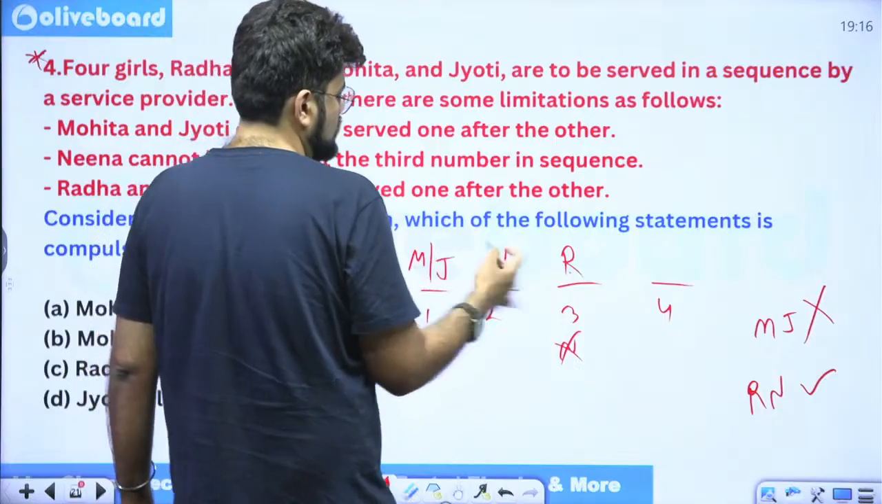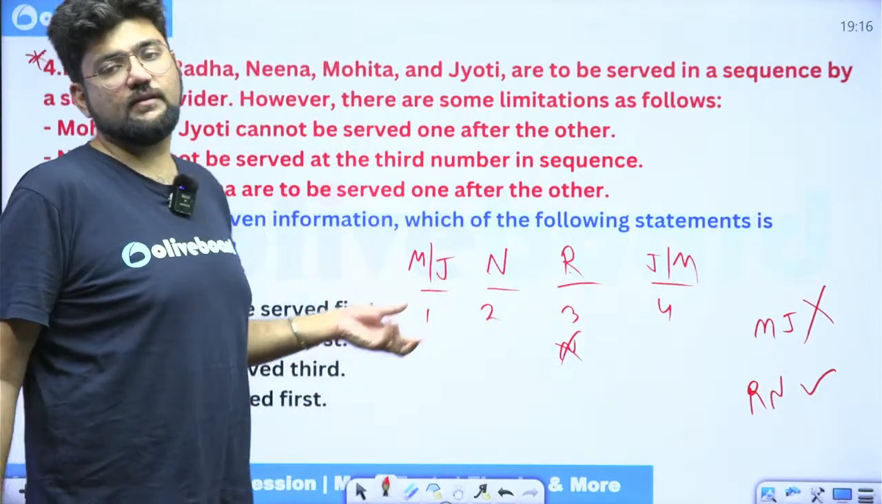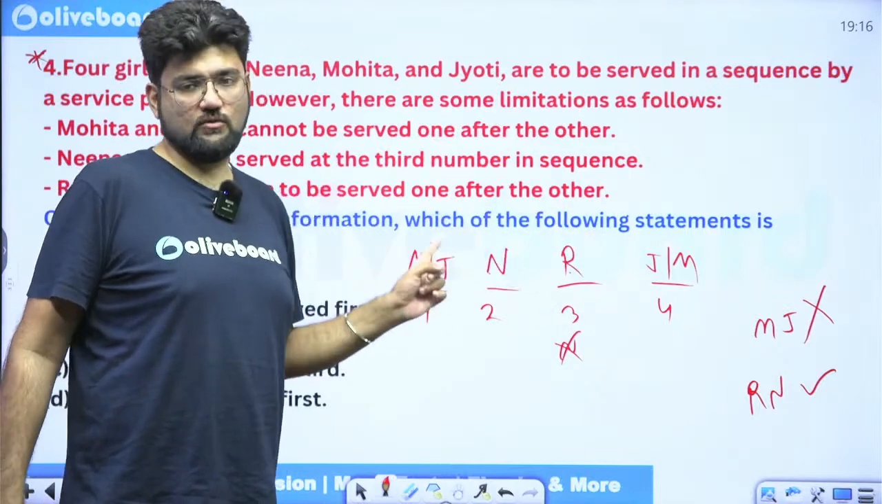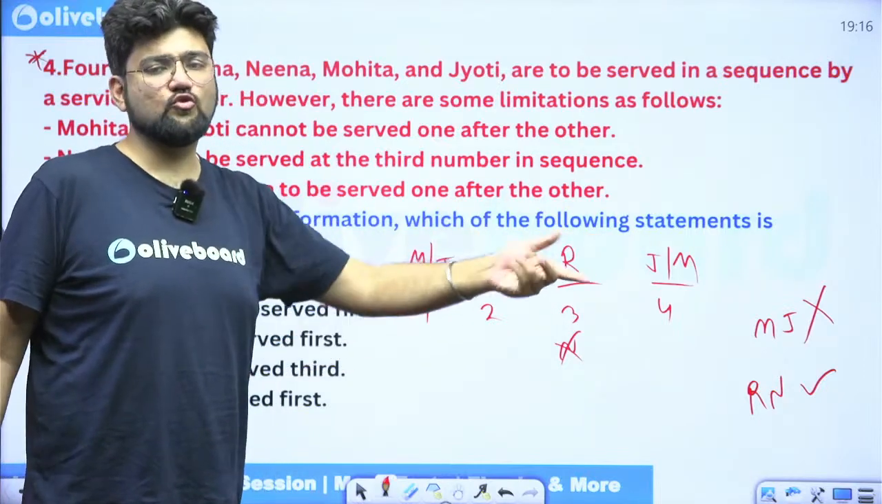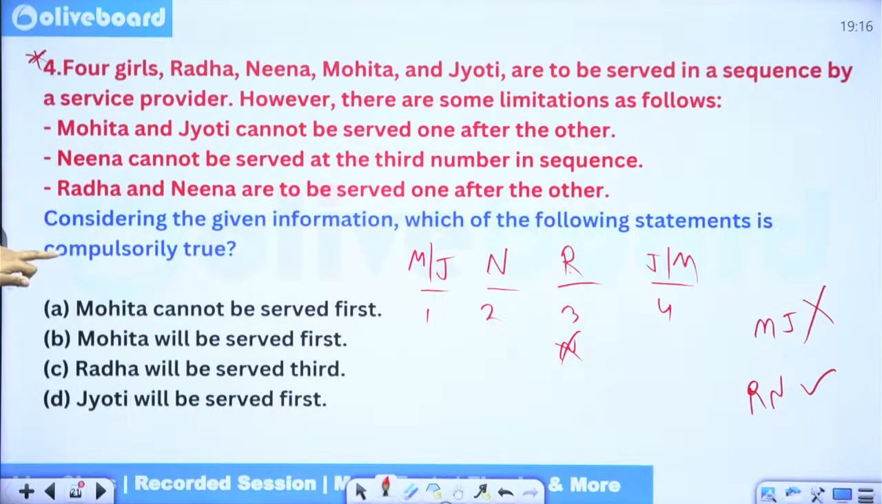But I am not sure because it's not given anywhere whether Mohita will begin or whether Jyoti will begin. These two are for sure, these two are not sure. Can be either of these two cases. Look at the question. The question is asking which of the following information will be compulsorily true.